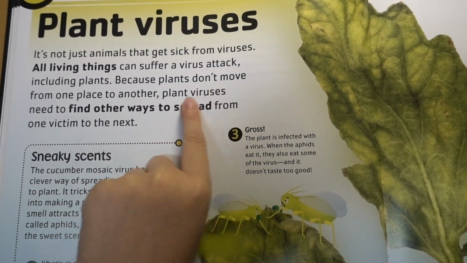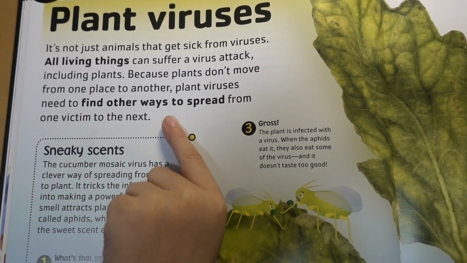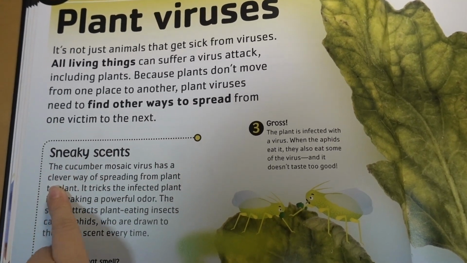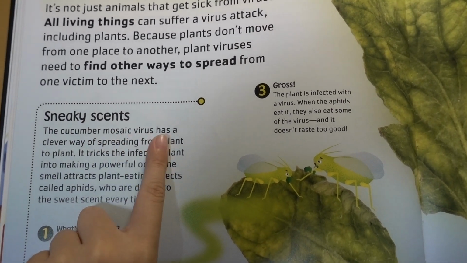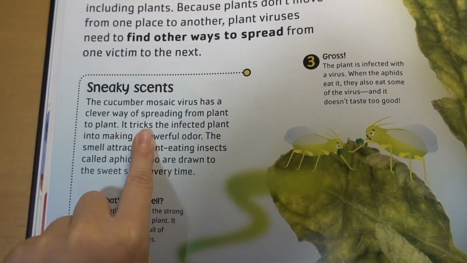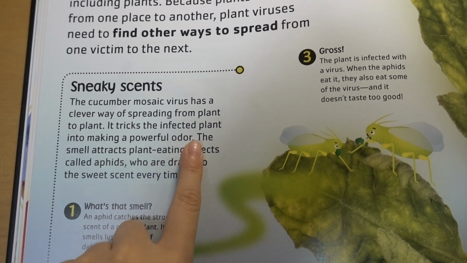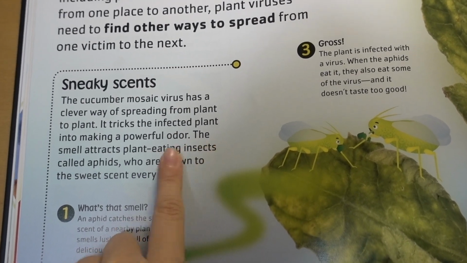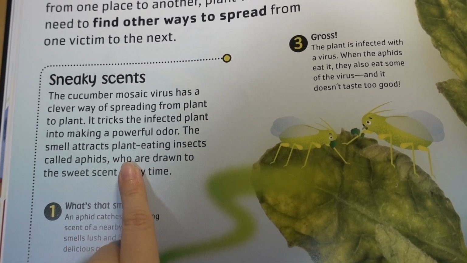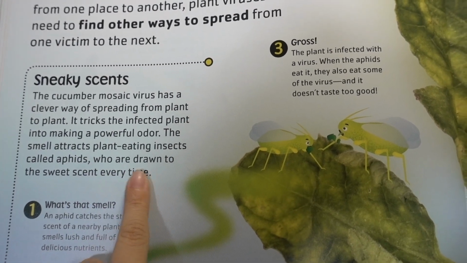Because plants don't move from one place to another, plant viruses need to find other ways to spread from one victim to the next. Sneaky sense. The cucumber mosaic virus has a clever way of spreading from plant to plant. It tricks the infected plant into making a powerful odor. The smell attracts plant-eating insects called aphids, who are drawn to the sweet scent every time.